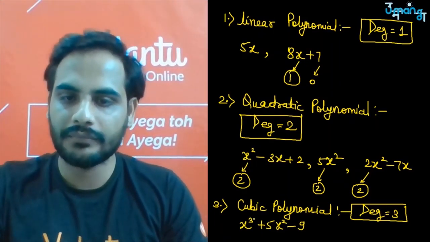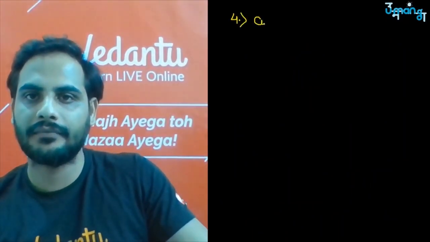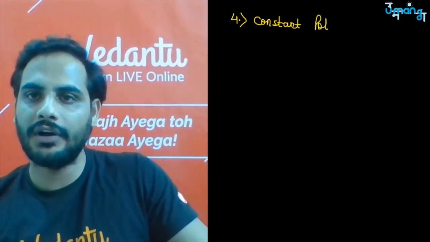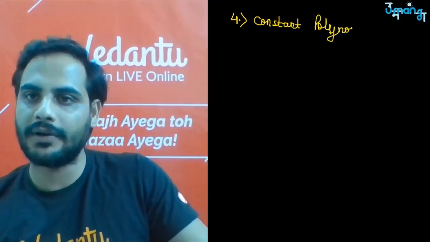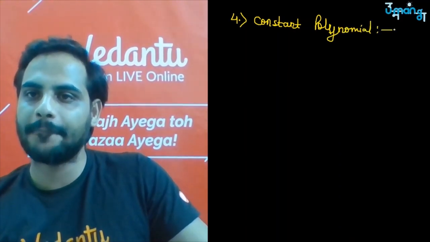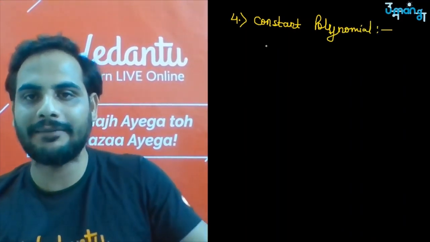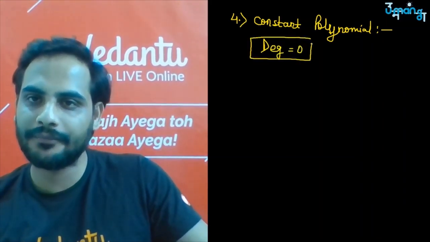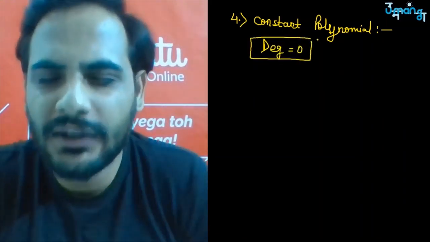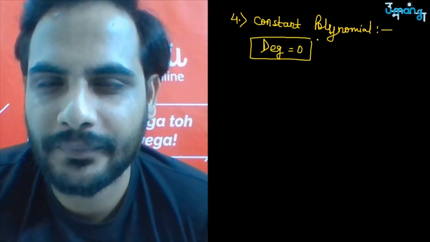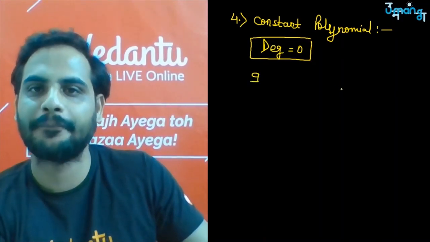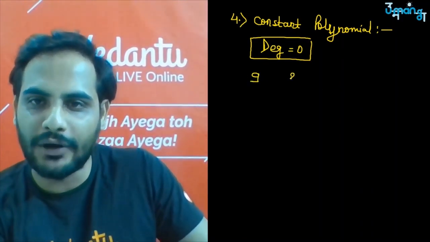Then the next part that comes is your constant polynomial. What is a constant polynomial, beta? Remember, it is when the degree is equal to 0. Now, what do I mean by degree equal to 0? For example, if I say any number, let's say I write 9. Is 9 a polynomial? What do you think?